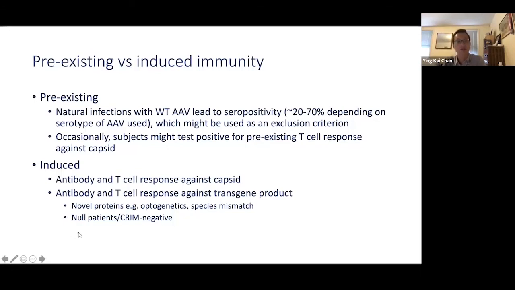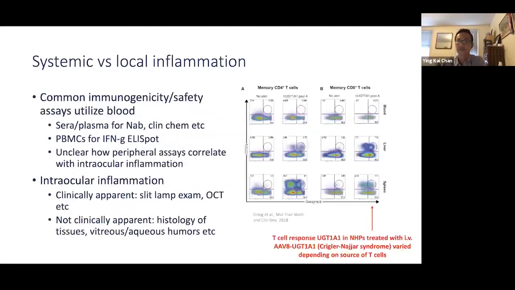Also, there are some patients that don't express the wild-type gene at all. They're known as null patients or CRIM-negative patients. So they don't even have tolerance to the wild-type protein, even if it was completely wild-type.